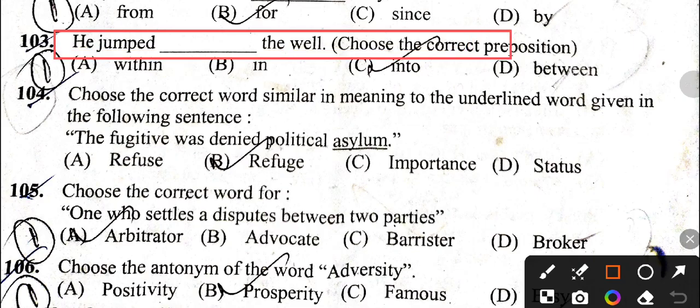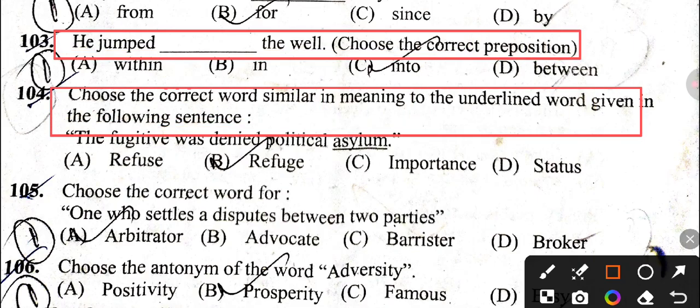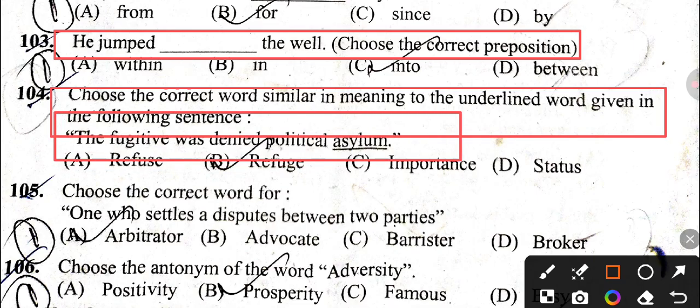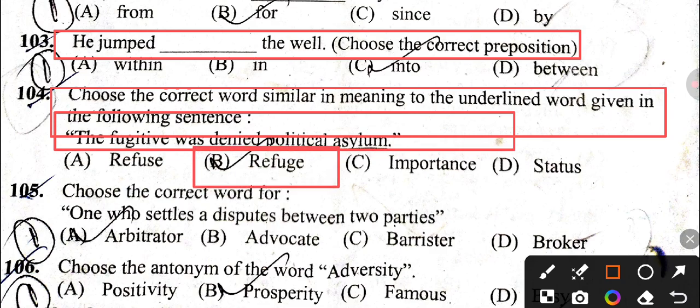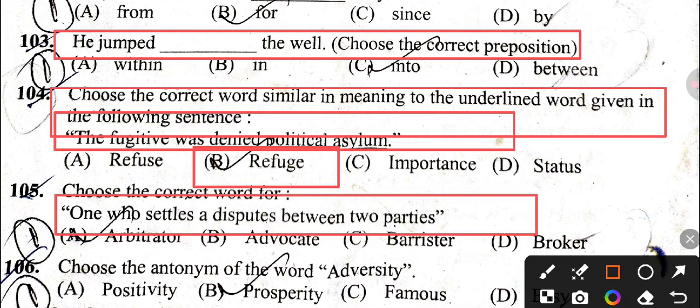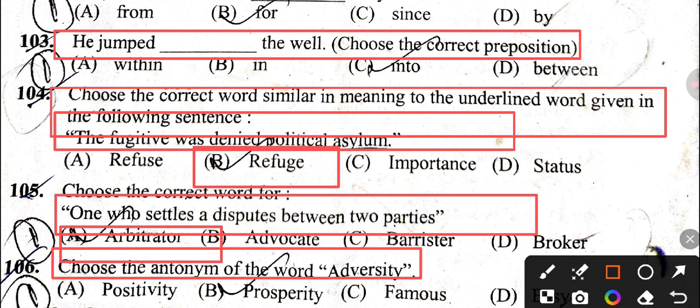Choose the correct word similar in meaning to the underlined word given in the following sentence. The fugitive was denied political asylum. Its answer is refuse. Option number B. Choose the correct word for one who settles a dispute between two parties. So he is known as arbitrator. Choose the antonym of the word adversity. So it is prosperity. Option number B. Antonym of adversity is prosperity.